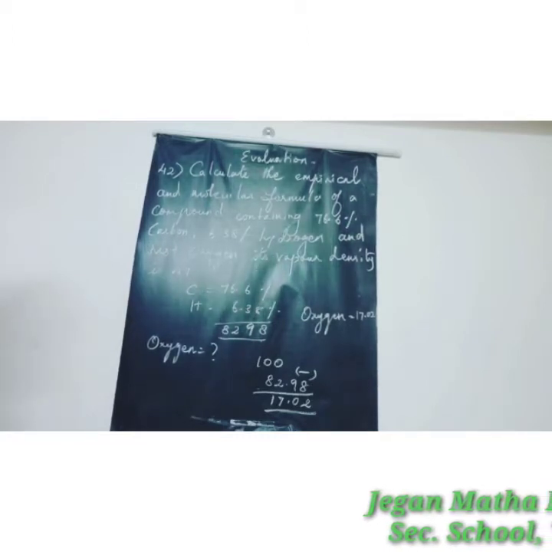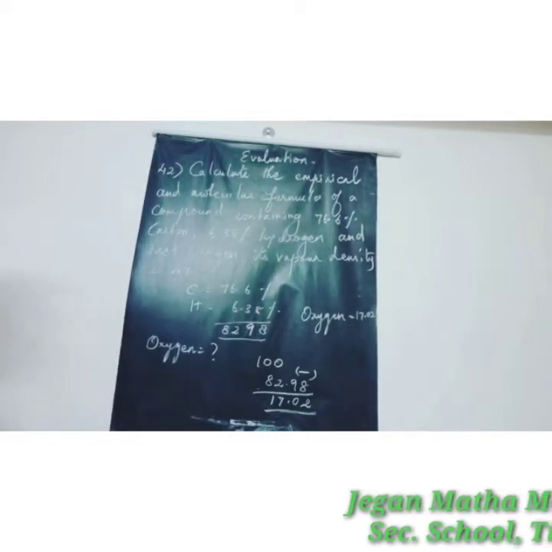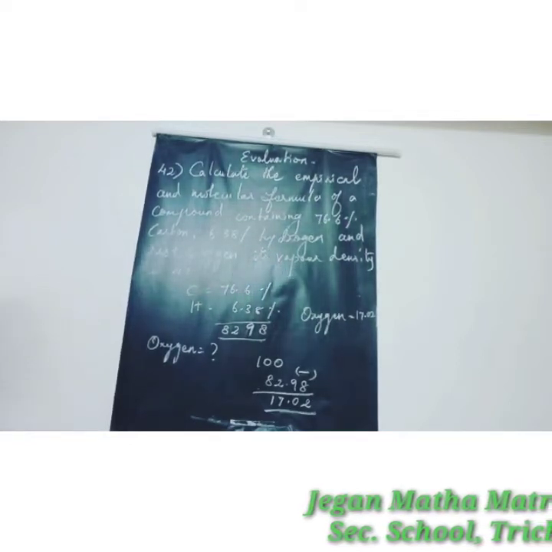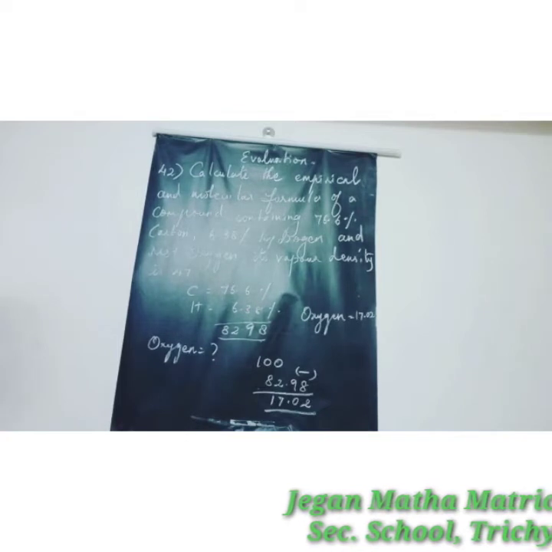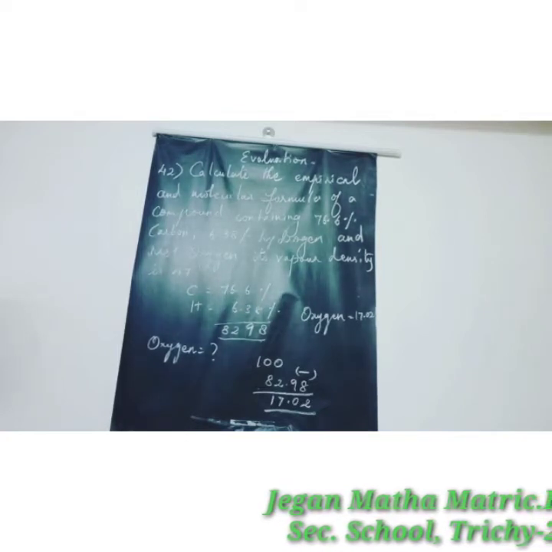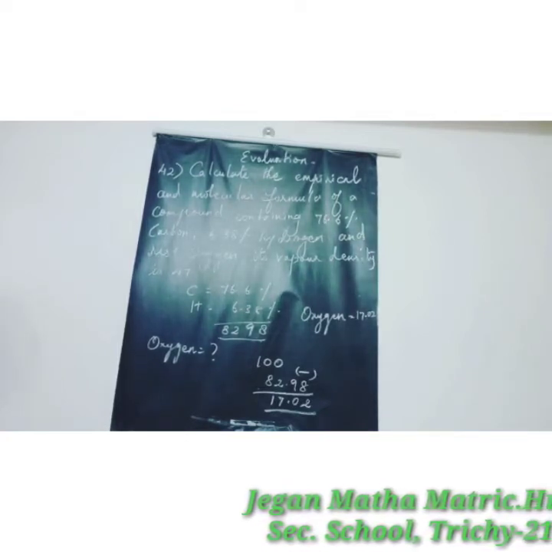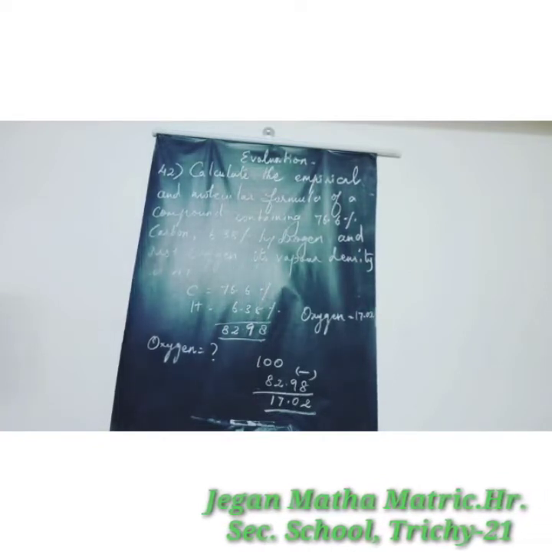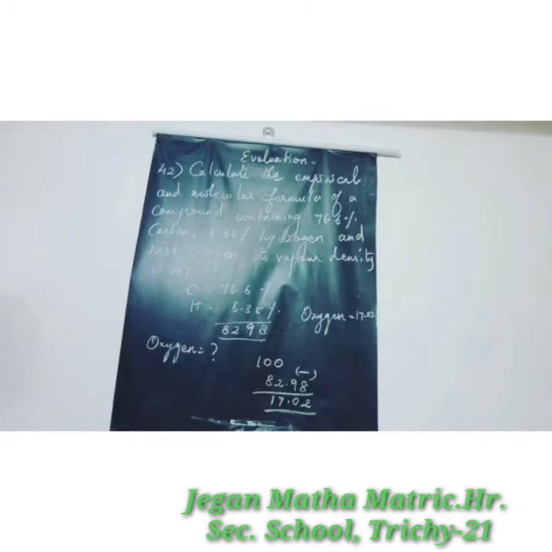Let us see the problem, that is evaluate 42. Calculate the empirical and molecular formula of a compound containing 76.6% carbon, 6.38% hydrogen and the rest oxygen. Its vapor density is 47.